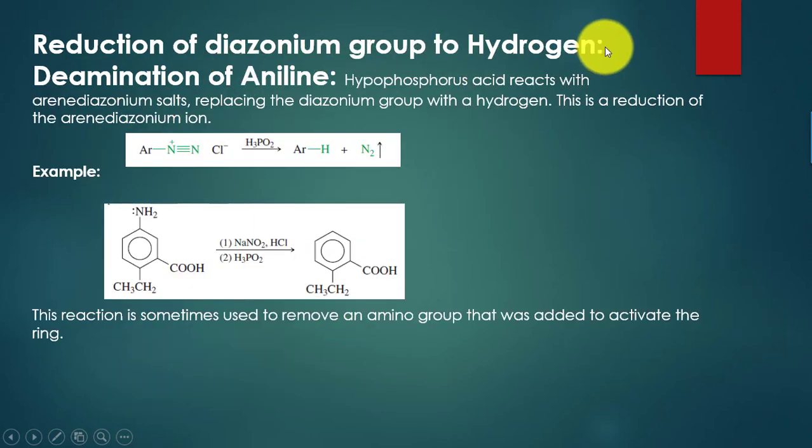Reduction of diazonium group to hydrogen, deamination of aniline. Hypophosphorus acid reacts with arene diazonium salt, replacing the diazonium group with hydrogen, and this is reduction of arene diazonium. Whenever we have to remove an amine group from the aromatic ring, we can simply treat it with nitrous acid in the presence of HCl and then hypophosphorus acid, and deamination of the aromatic ring will take place. The reaction is sometimes used to remove the amino group that was added to activate the ring.